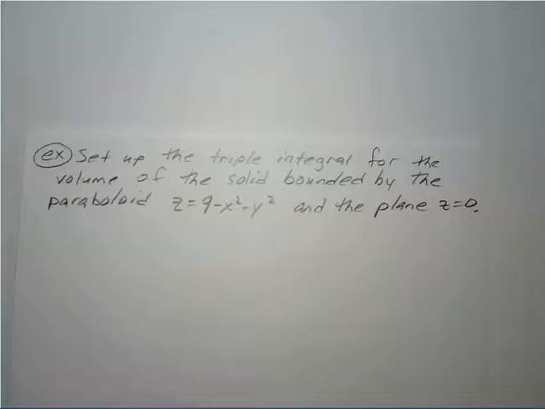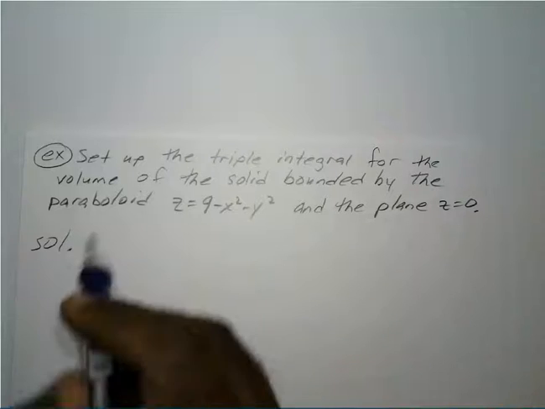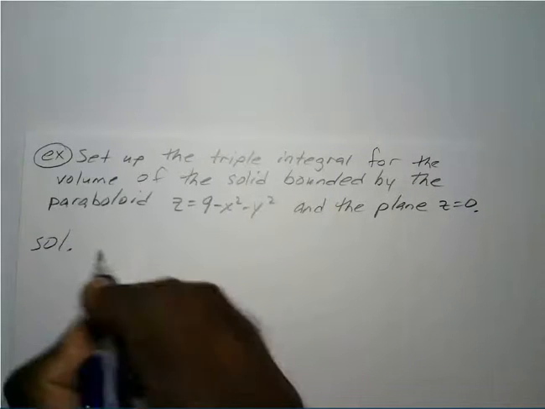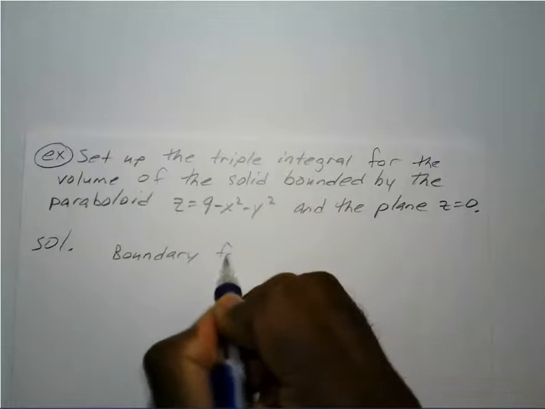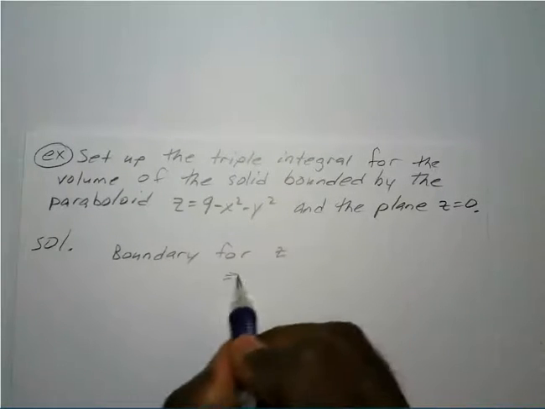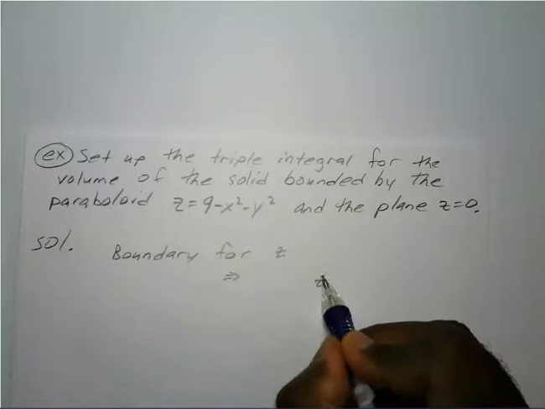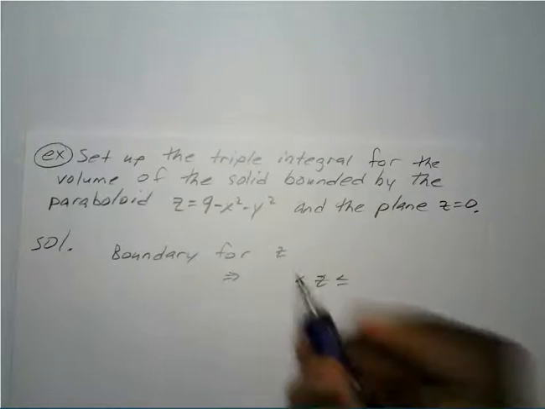Alright, so we already know our boundary for z. It gave us that first of all. Okay, so our boundary for z is of course going to be between 0 and 9 minus x squared minus y squared.